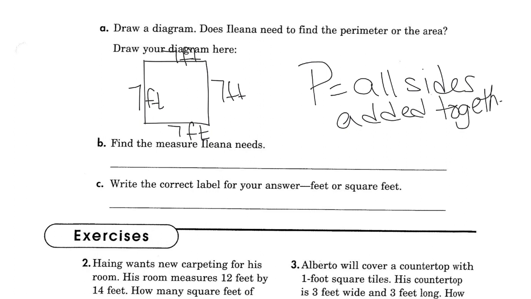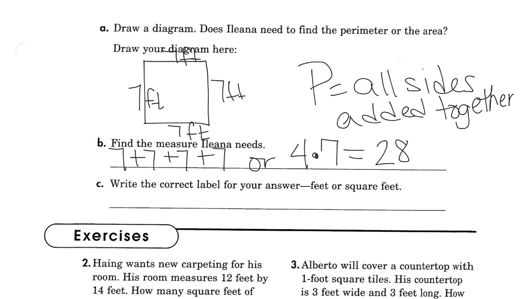So it says find the measure Eilina needs. Well, I could take 7 plus 7 plus 7 plus 7, or I know there's 4 sides and each side is 7, so I take 4 times 7, which equals 28. Now, it says write the correct label for your answer in feet or square feet. Since I'm finding the perimeter, it is just feet. All right, so make sure you get all that copied down.